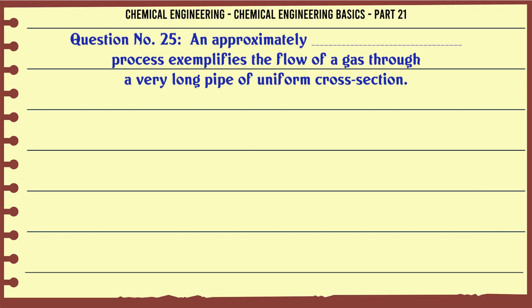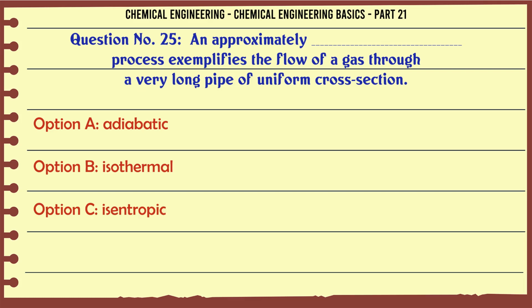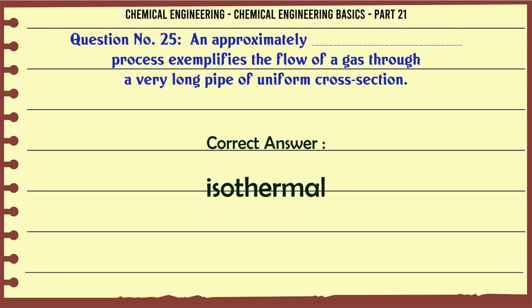An approximately isothermal process exemplifies the flow of a gas through a very long pipe of uniform cross-section: A. adiabatic, B. isothermal, C. isentropic, D. isochoric. The correct answer is isothermal.